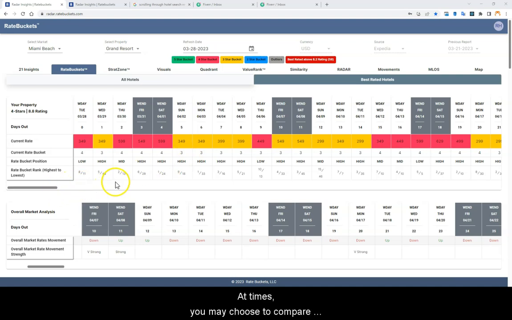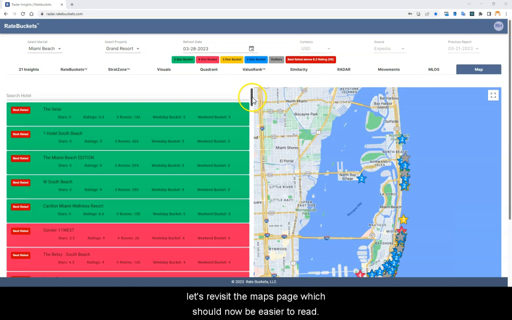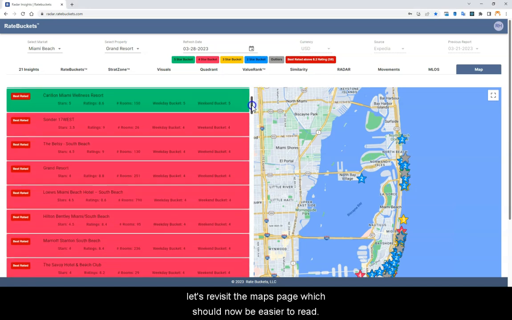At times, you may choose to compare your property with hotels that shoppers would perceive as the best rated, rather than the entire market. Note that the results for the best rated analysis are often different from the entire market analysis. This is important because the analysis we will be exploring today will enable you to look at your hotel against the entire market or against the best rated hotels. You can view all analyses in the Rate Buckets tool relative to either the overall market or just the best rated hotels. Before proceeding to more analyses, let's revisit the maps page, which should now be easier to read.